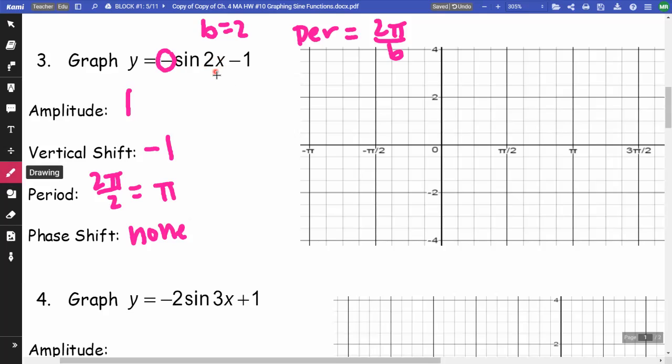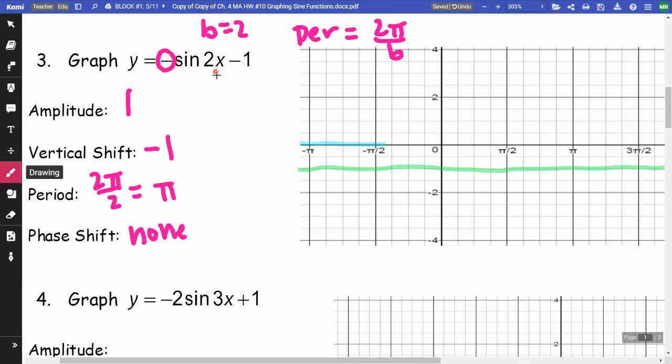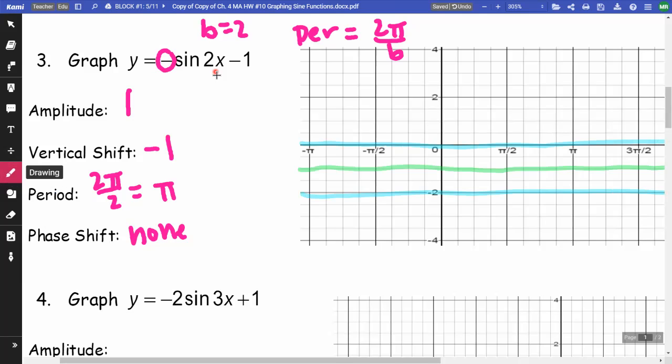Okay, so that being said, my vertical shift is down at -1, so I'm going to draw in at -1. My amplitude is 1. So I'm going to go like this, and I'm going to go down 1. I am going to be starting at 0 because there's no phase shift. And then I'm going to be ending at pi. So my whole graph is going to be from here to here in terms of the x direction.